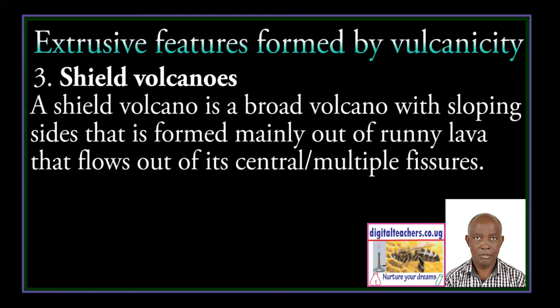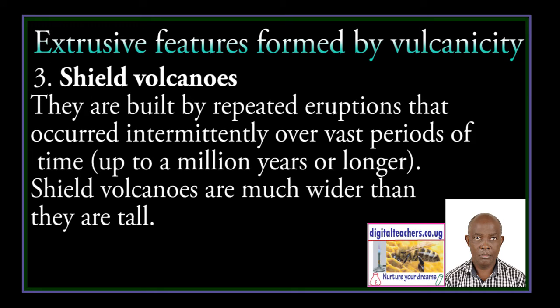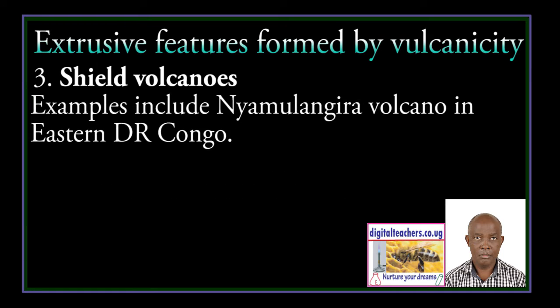Shield cones. A shield cone is a broad volcano with sloping sides that is formed mainly out of basic lava that flows out of central or multiple fissures. It is built up by repeated eruptions that occurred intermittently over a vast period of time. Shield volcanoes are much wider than they are tall. Examples include Nyamulagira volcano in Eastern Democratic Republic of Congo.